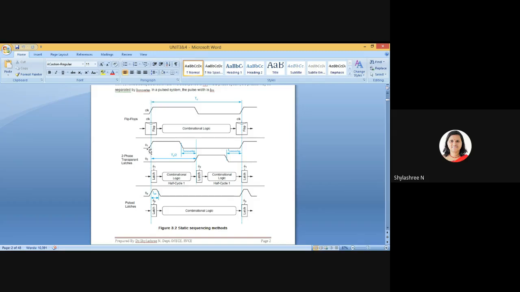The horizontal line, that is TC, indicates the on period and the off period. You can also see the dashed vertical lines here, which indicate the boundary between one clock cycle and the next. So I have used dashed lines, and I have taken only one clock cycle. In the flip-flop based method, I have considered the clock period as TC. In a two-phase system, the phases are separated as you can see here as T non-overlap.